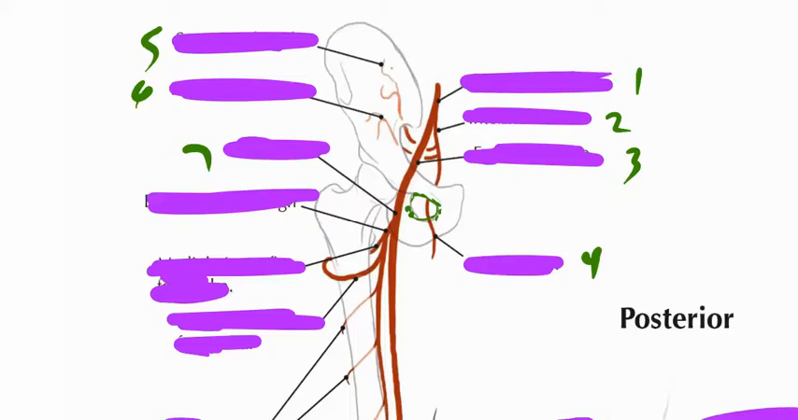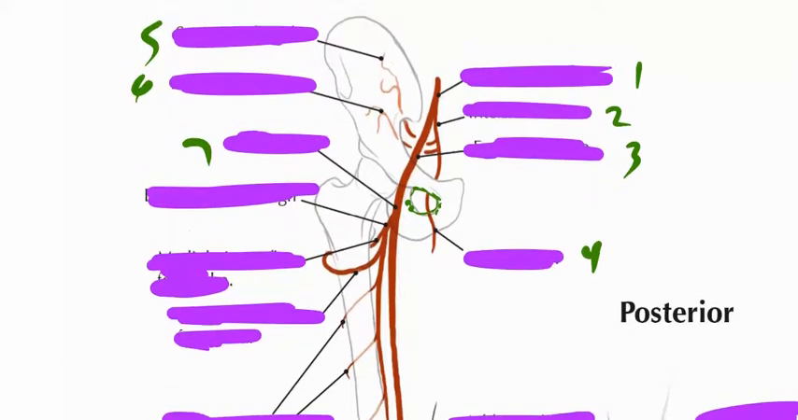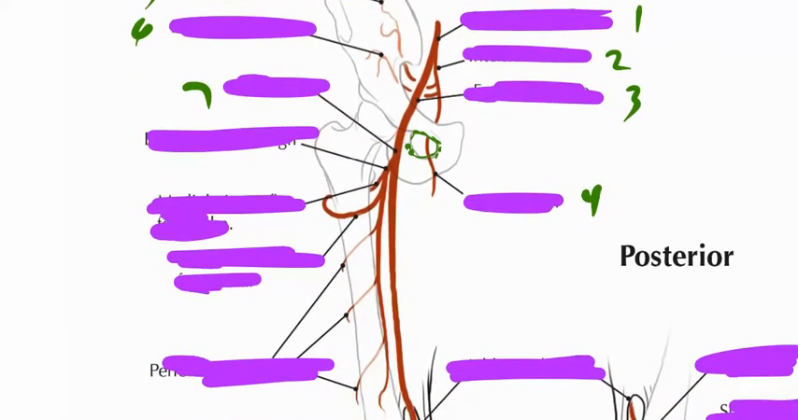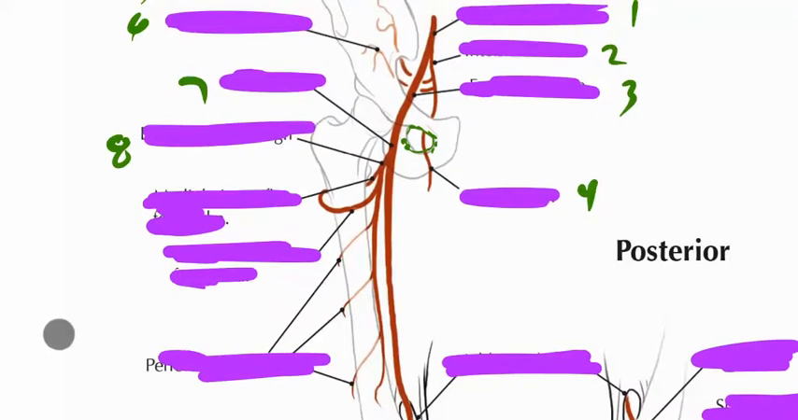Sarah was 4. The obturator. Okay, Dahlia was 7. Femoral artery. Brandon was 6. That's the inferior gluteal. Sarah was 5. Superior gluteal. Pablo was 1. That's the common iliac artery. Dahlia was 6. Your inferior gluteal artery. You sure? Yes. Okay. Brandon was 8. Deep femoral.